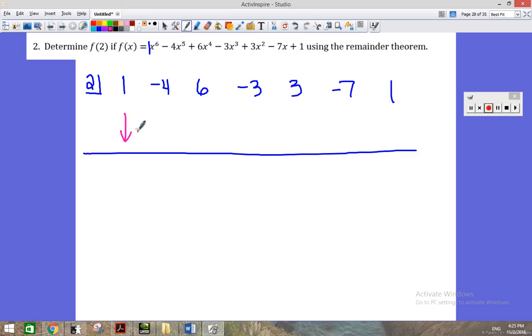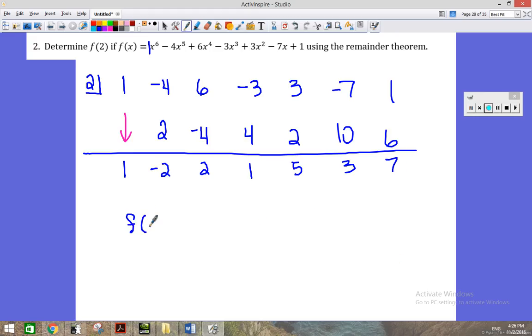So the first number always comes straight down. And then if you're below the line, you get multiplied by that number that's in the box up there. 2 times 1 is 2. Then I add. Then 2 times -2 is -4, and I add. And 2 times 2 is 4, and I add. 2 times 1 is 2, and I add. And then I multiply, and then I add, and then I multiply and add. So that's my remainder. So I claim that f evaluated at 2 is equal to 7.